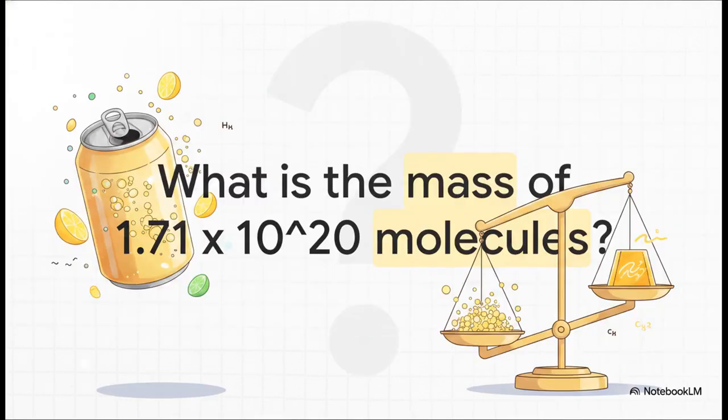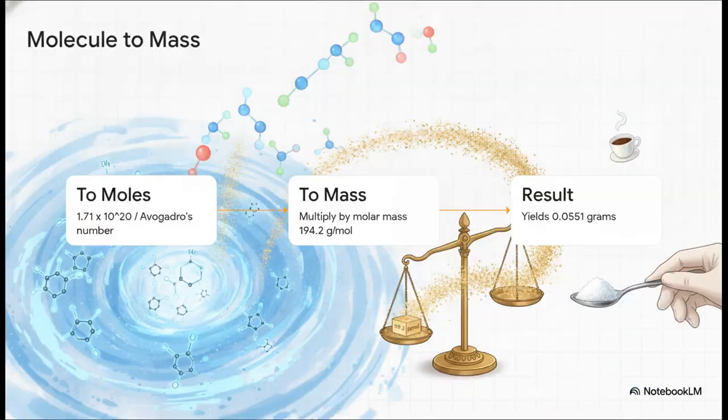Let's reverse the whole shebang for one final real-world challenge. Let's say a standard can of citrus soda contains roughly 1.71 times 10 to the 20th molecules of caffeine. What is the actual physical mass of that caffeine in grams? We pass right back through the mole again. We divide our massive number of molecules by Avogadro's number to get our moles. Next, we multiply by caffeine's molar mass, which is about 194.2 grams per mole. The units cancel perfectly, leaving us with 0.0551 grams. So it literally takes just a tiny fraction of a single gram to keep you awake.